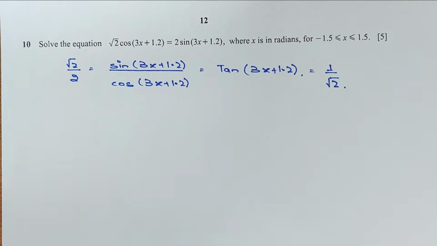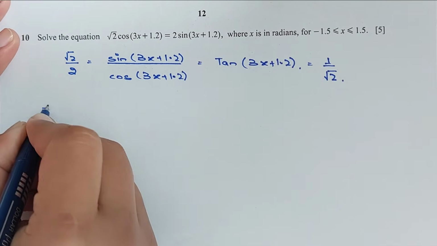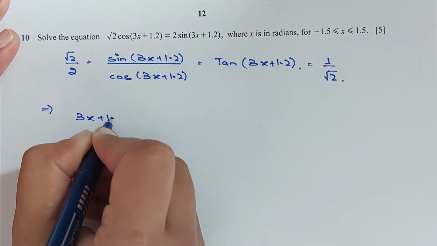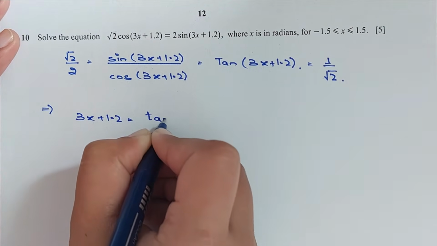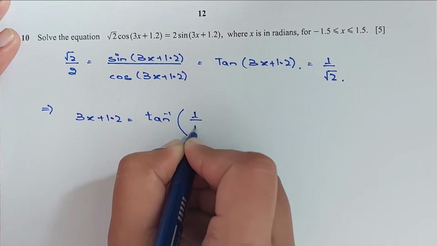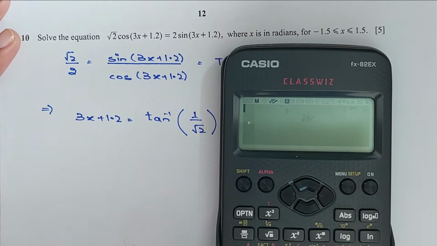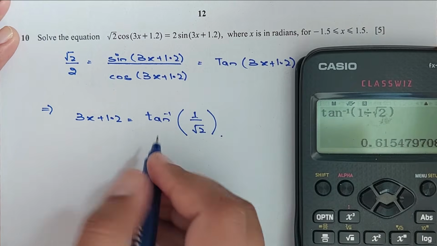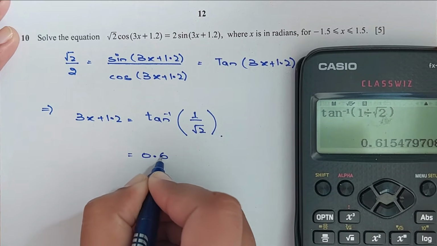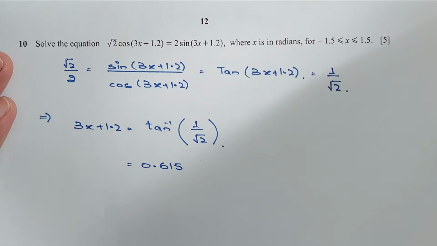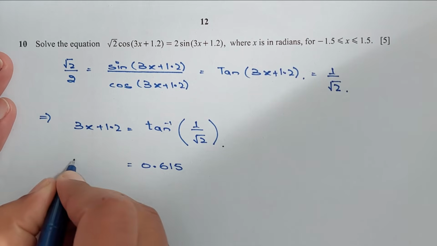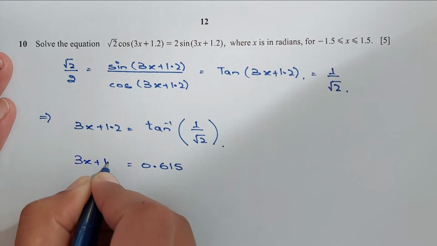Okay, now let me simplify this. So from here we can say 3x plus 1.2 equals tangent inverse of 1 over square root of 2. It is in radians. So tangent inverse of 1 divided by square root of 2 is 0.6154. Okay, 0.615. Okay, so this is 3x plus 1.2.